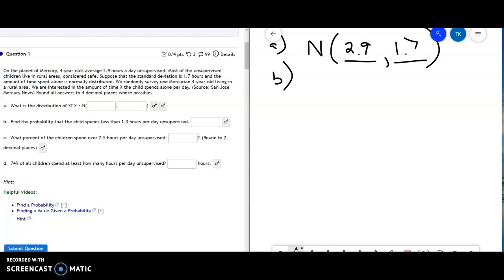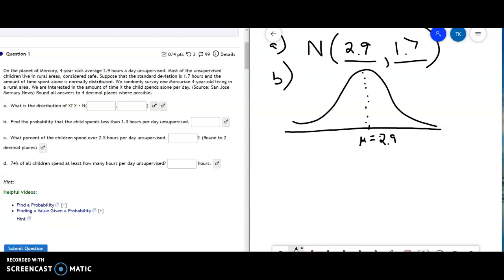Draw a picture, okay? So in B, we know that we have a normal curve. We know that dead center is whatever your mu is, which in this case is 2.9. Okay, that's dead center. And we want to find the probability that the child spends less than 1.3. Okay, now keep in mind, this is a number line along the bottom. It's a number line, okay? So if 2.9 is right in the middle, we know 1.3 is less than that, so it better be somewhere to the left. Now, where to the left, honestly, it doesn't really matter. How to scale you are doesn't matter, but putting it on the appropriate side, on the left or on the right, is important.